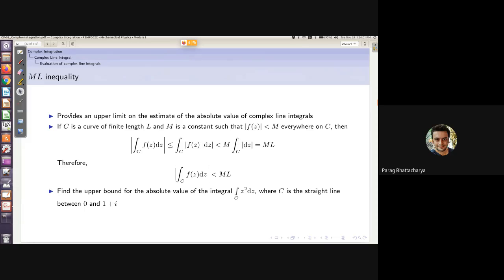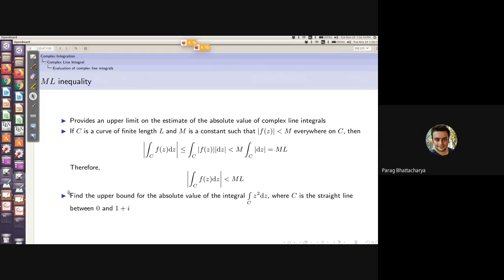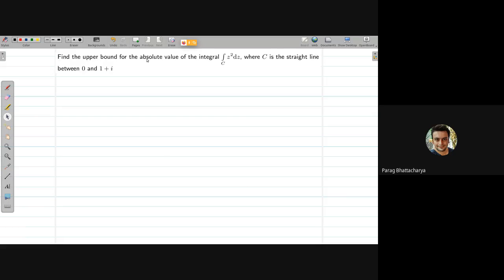Now suppose a question is asked: find the upper bound for the absolute value of the integral, where C is a straight line between 0 and 1 plus i. So let's do this problem. We want to find the upper bound of the absolute value of the integral, in other words, find the upper bound for modulus of the integral over C of z squared dz.